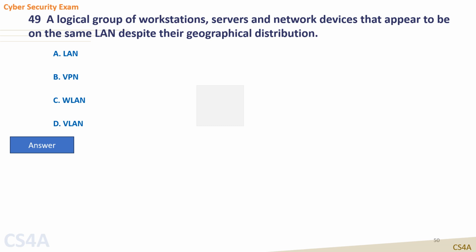So here the question is, a logical group of workstations, servers, and network devices that appears to be on the same LAN despite their geographical distribution. Here they are telling about logical separation. LAN is not correct. VPN is also not correct. Wide area network is also not correct. VLAN is the correct answer. VLAN is a virtual LAN, used to create logical LANs in a network using a layer 3 switch.